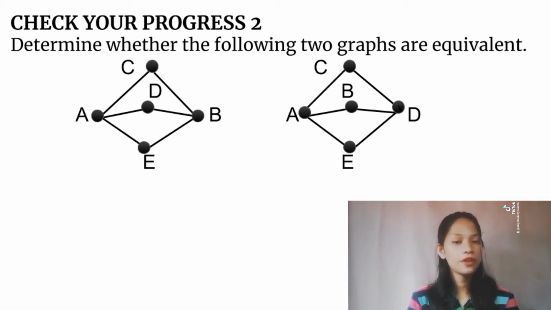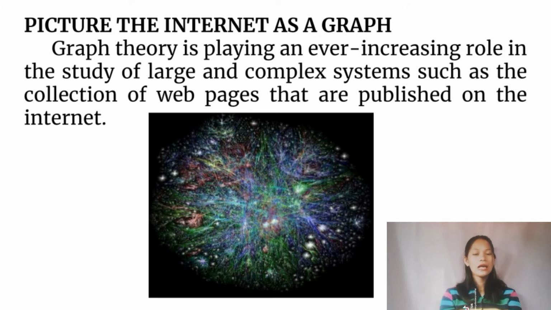If we do another graph, it is the same as the first graph with the same 6 edges. Picture: the internet is a graph. Graph theory is playing an ever-increasing role in the study of large and complex systems, such as the collection of web pages that are published on the internet.